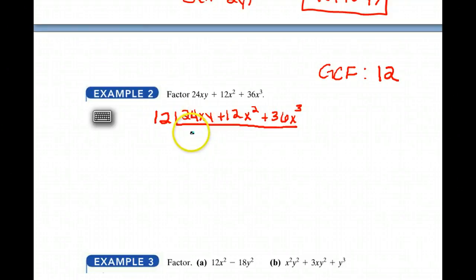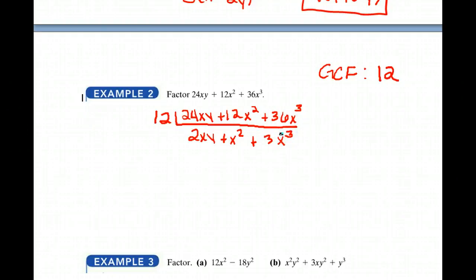24xy divided by 12 is going to give us 2xy. 12x squared divided by 12 is going to give us positive x squared. 36x cubed divided by 12 is going to give us 3x cubed.